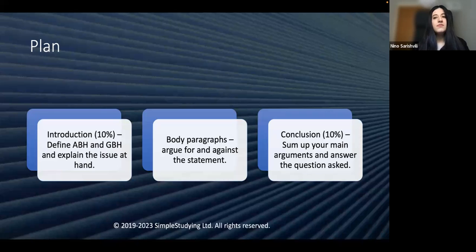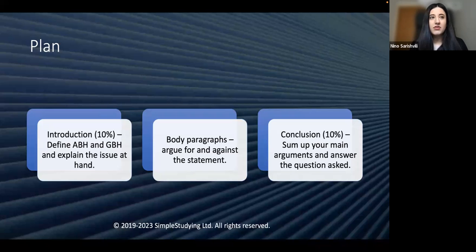The introduction should be about 10% of the entire essay. So for example, if you have a coursework of 2,000 words, the introduction should be 200 words. So 10% of the entire length of the assignment. In the introduction, you should not give any arguments. You should only define and set the scene for the discussion. So in this case, if the essay question is asking about ABH and GBH, you would define what those are and explain the issue at hand that the essay question is asking you, followed by a thesis statement.